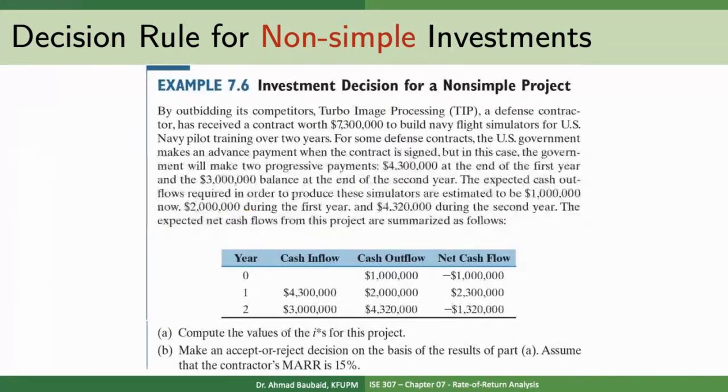Okay? So let's see examples. Now in this example, actually, we have a non-simple investment. And so let's see what this is. So this is some company that is approached by the US government to build Navy flight simulators, okay, to train pilots. So this is the government asking for a project from a company, from a private company.